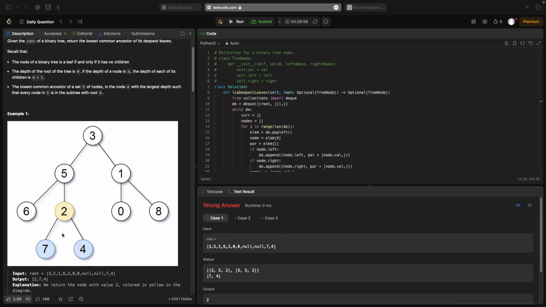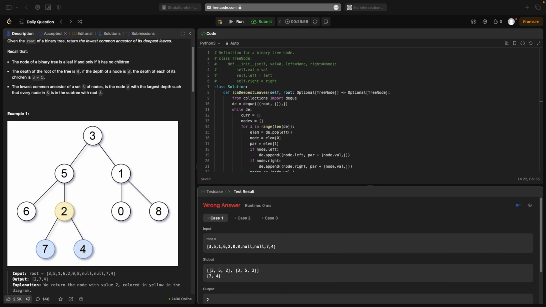So the idea is to find the lowest common ancestor, right? Currently we have leaves at 7 and 4, and the lowest common ancestor is going to be 2. But if there was a node 9 here, the left child of 6, we will notice that the lowest common ancestor is going to be 5, because there's nothing lower that is common to 9, 7, and 4.